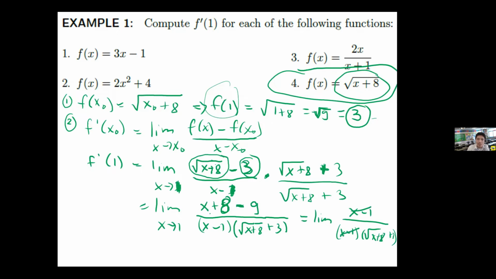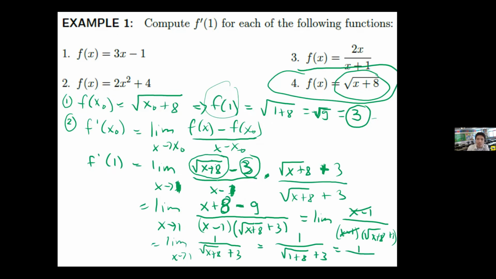So what is left? Nothing is left on top, so 1 is placed there. Then in the denominator, the square root of x plus 8 plus 3, as x approaches 1. Then we can now apply substitution. So that's 1 over the square root of 1 plus 8 plus 3.